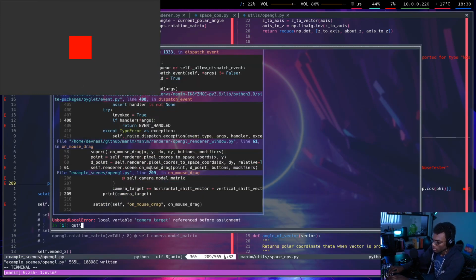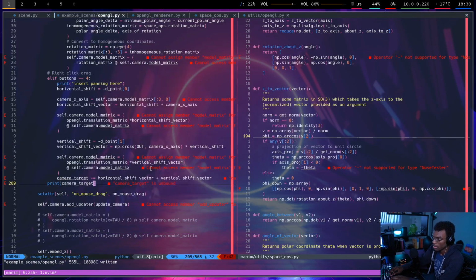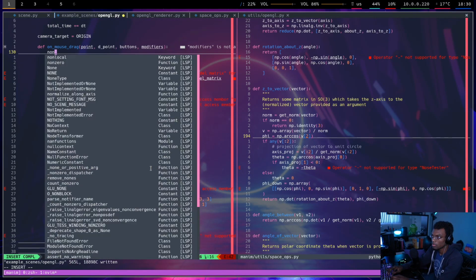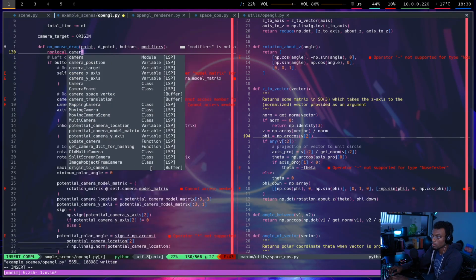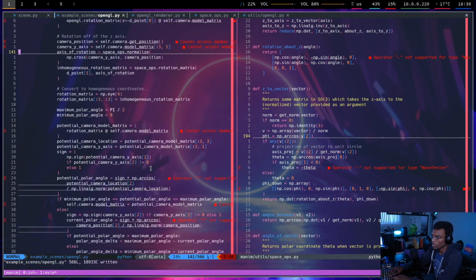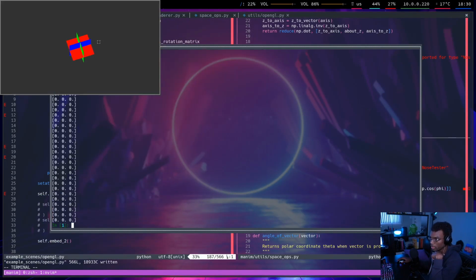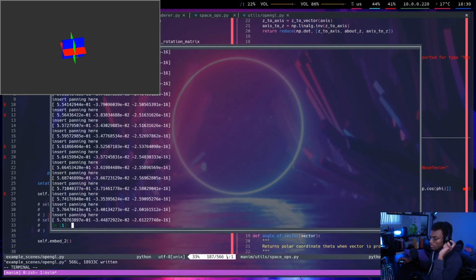Wait, can I close this? Thank you. I'll just make this non-local. One day this will be nicely encapsulated in a class. For now it's not. Okay, so now the camera's focused on the origin. If I shift, the camera is no longer focused on the origin, which makes sense.